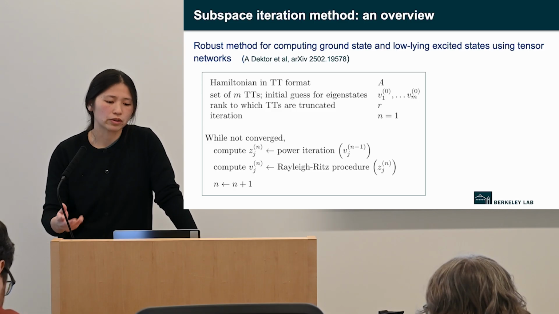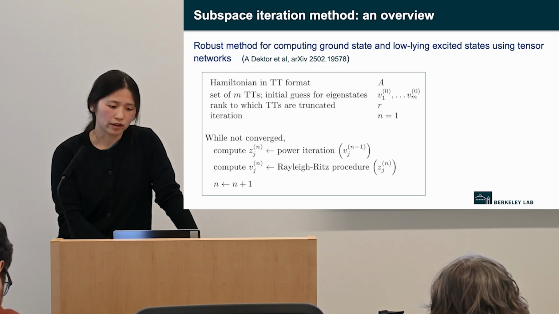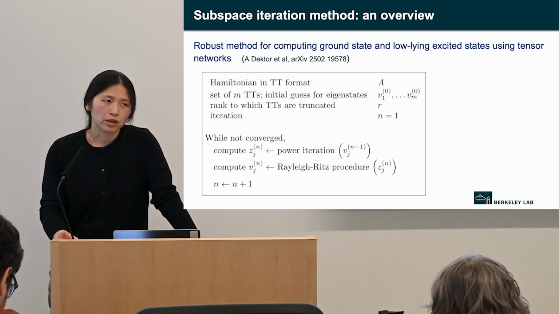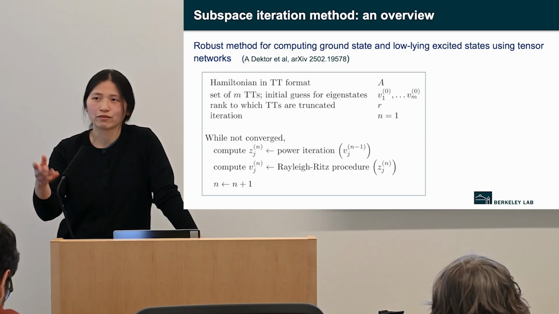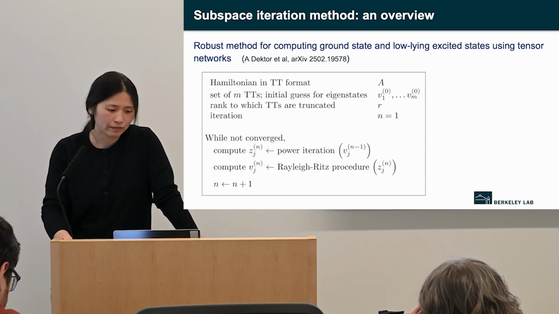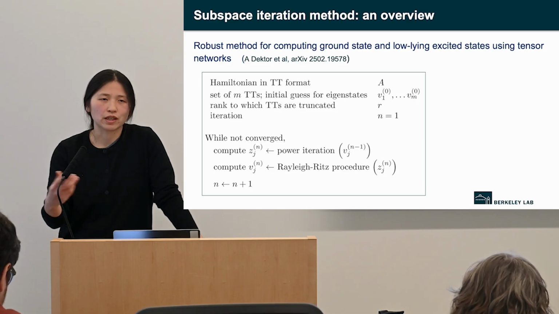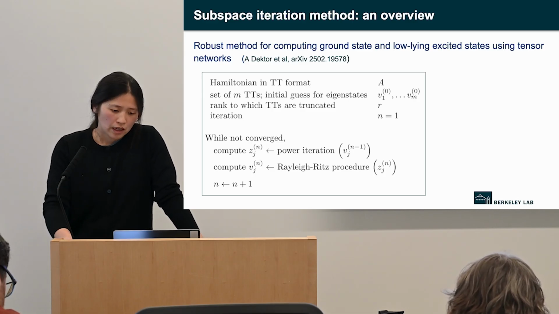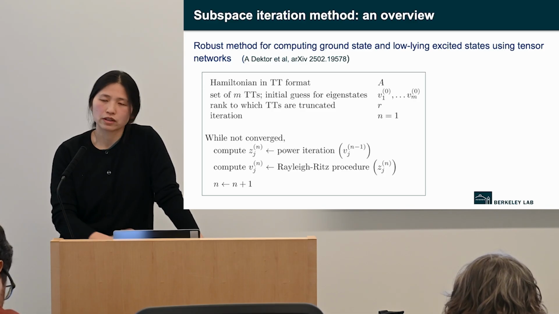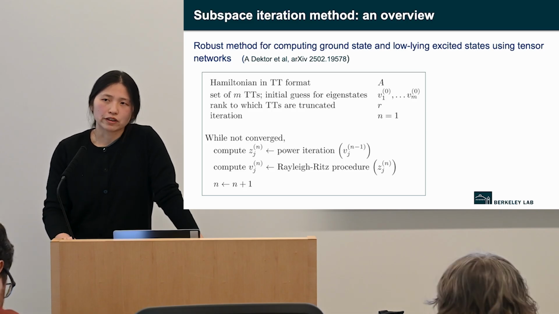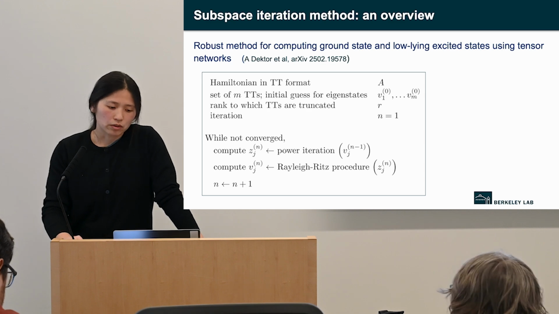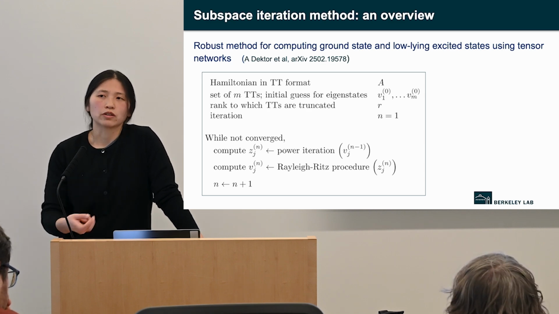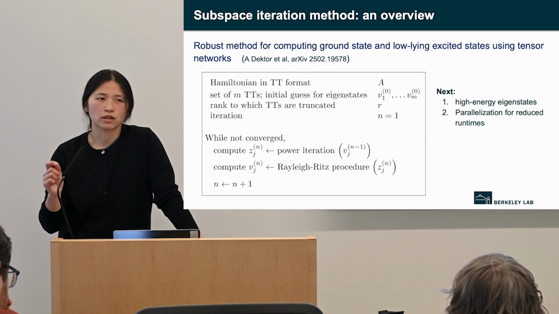Let's say we have our Hamiltonian or our operator A in the tensor train format. We also have initial guesses for each of the eigenstates, which are represented by V sub 1, and so on. And let's say we're interested in n excited states. Then the procedure is as follows. We first perform power iteration to obtain estimates of the eigenstates. And then we do a Rayleigh-Ritz procedure to orthogonalize those eigenstates. Then we repeat those two steps iteratively until we get convergence.